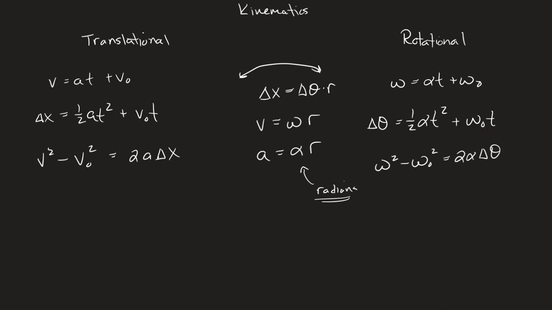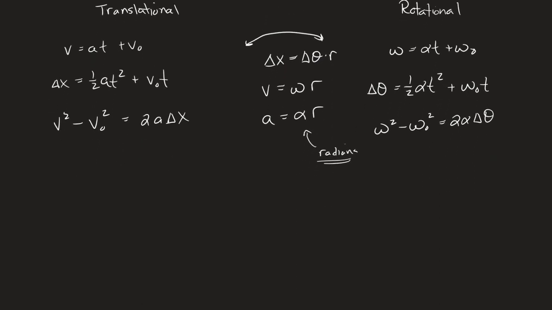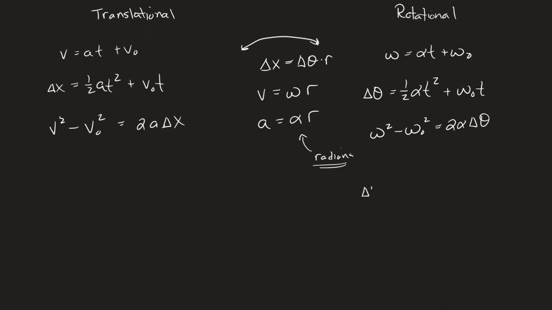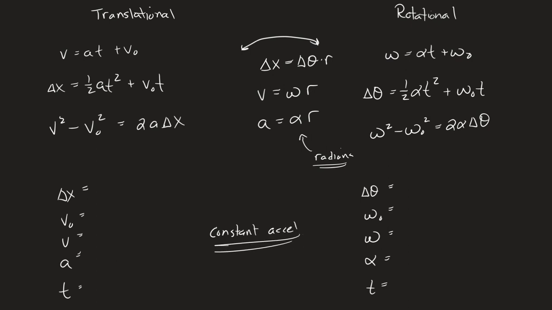But this also means that we have a whole group of traditional rotational variables. Delta theta, omega naught, omega, alpha, and t, in the same way that we had delta x, v naught, v, a, and t. Now, in both of these, we are assuming something. We are assuming constant acceleration. Like anything else, the rotational characteristics of an object's motion are based on whether it's a constant acceleration or not.